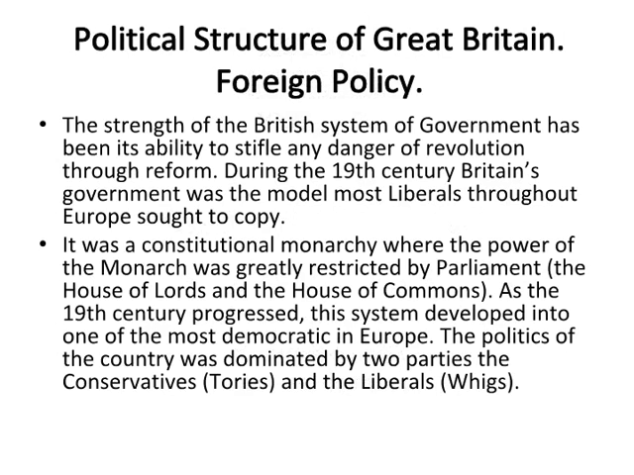The strength of the British system of government has been its ability to stifle any danger of revolution through reform. During the 19th century, Britain's government was the model most liberals throughout Europe sought to copy. It was a constitutional monarchy where the power of the monarch was greatly restricted by Parliament, the House of Lords and the House of Commons. As the 19th century progressed, this system developed into one of the most democratic in Europe. The politics of the country was dominated by two parties: the Conservatives, Tories, and the Liberals, Whigs.